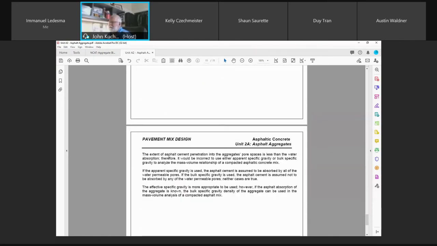The extent of asphalt cement penetration into the aggregate's pore spaces is less than water absorption. Therefore, it would be incorrect to use either apparent specific gravity or bulk specific gravity when we're doing mass volume relationships, okay?